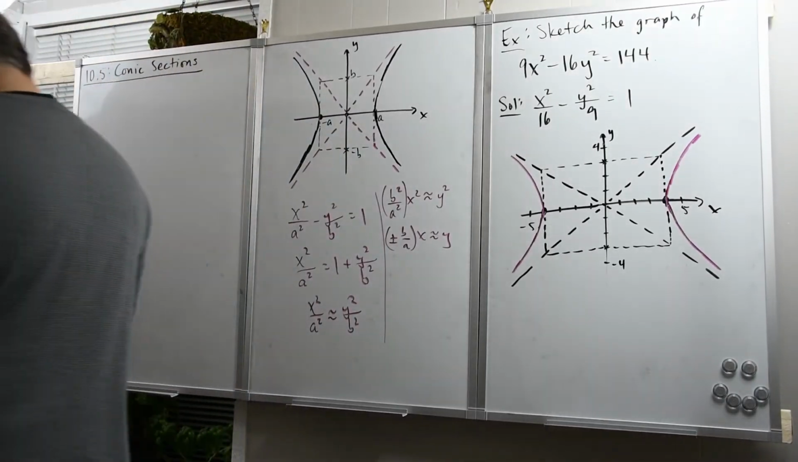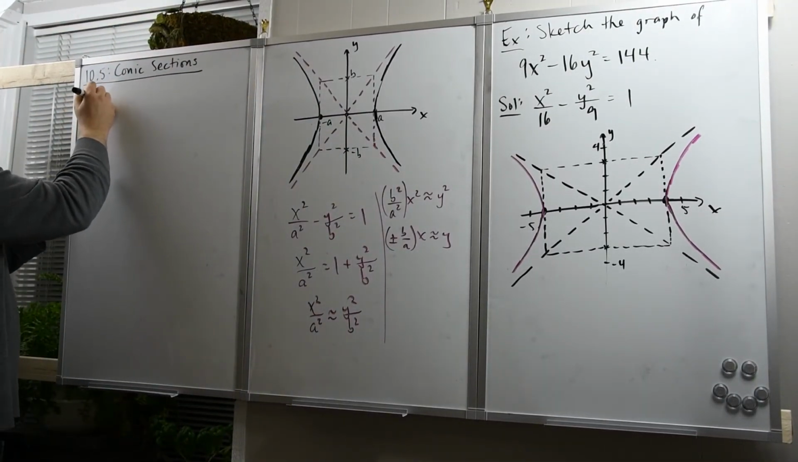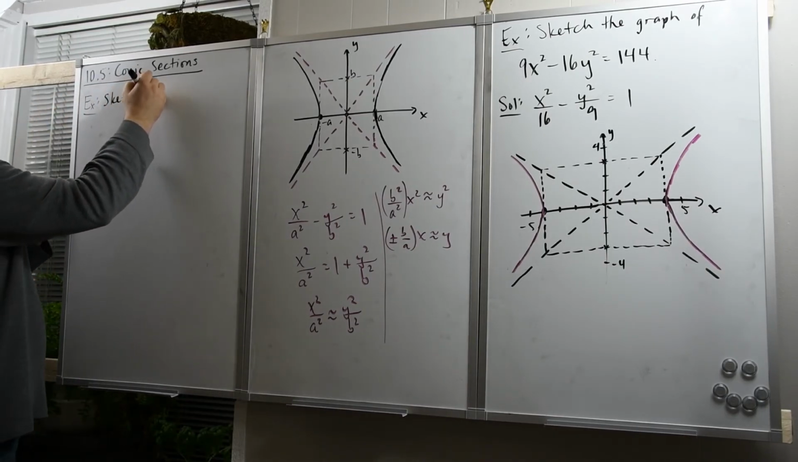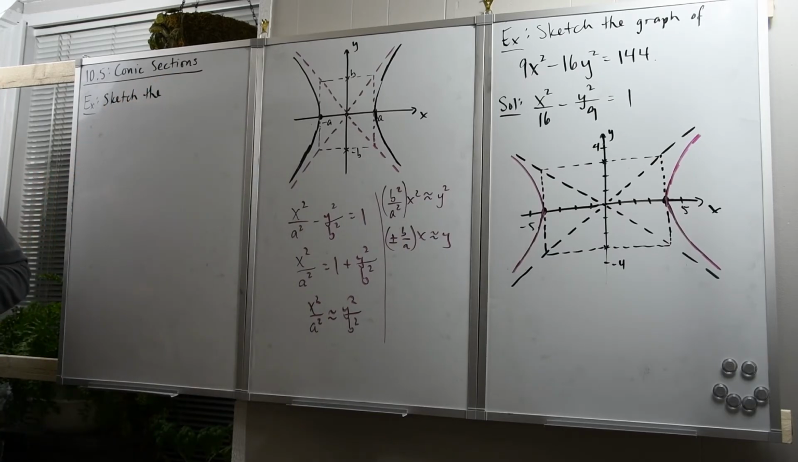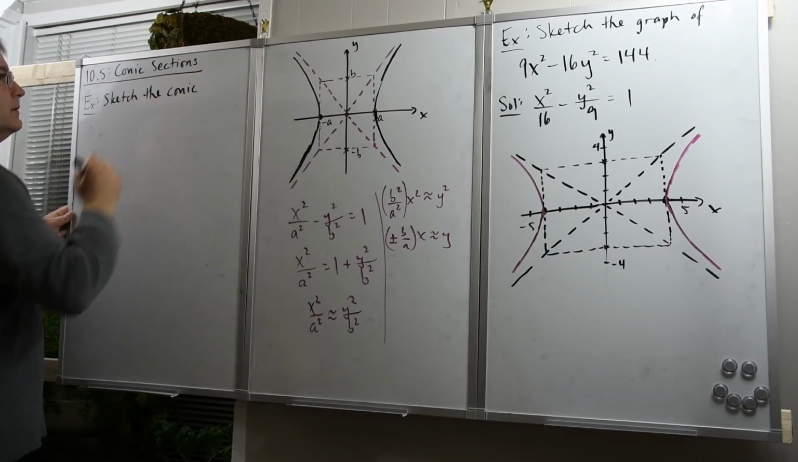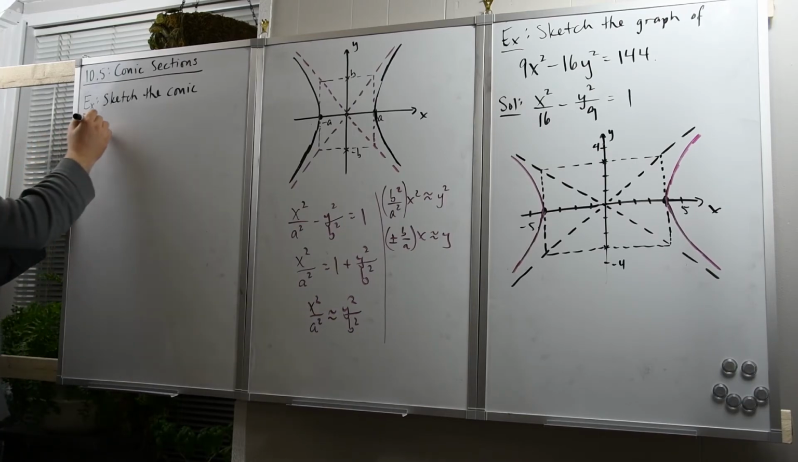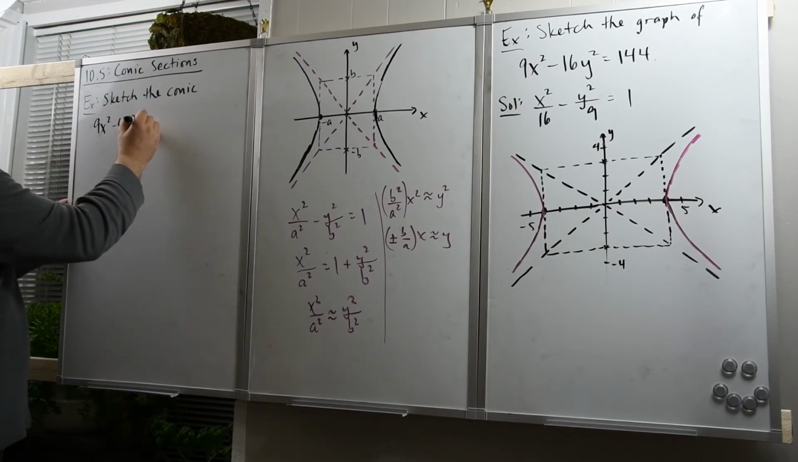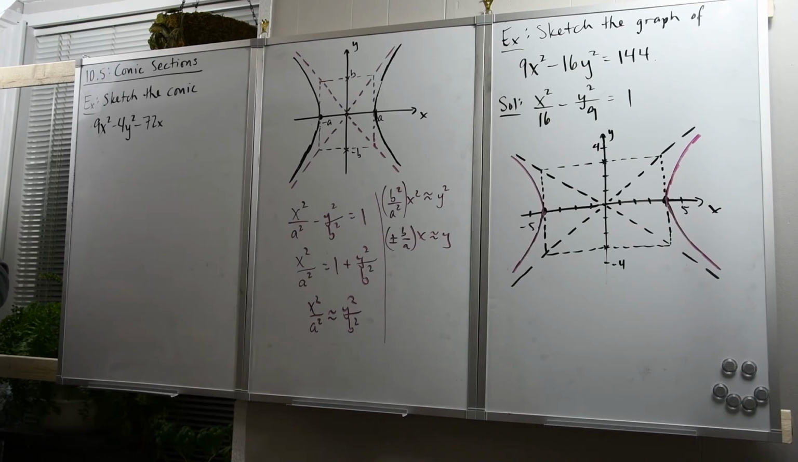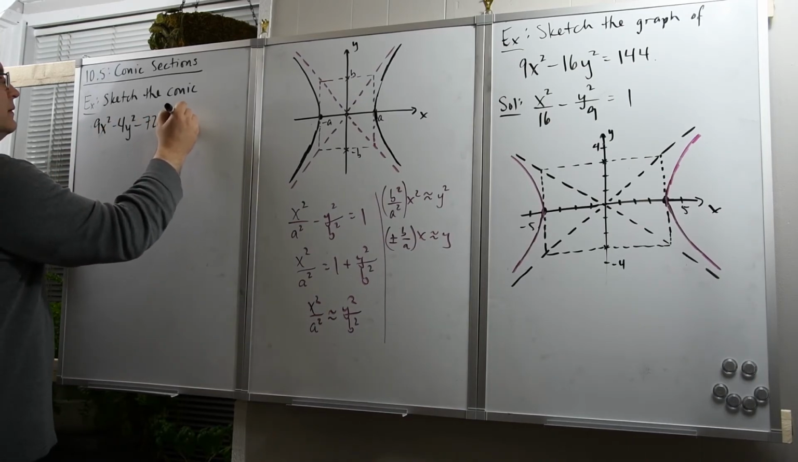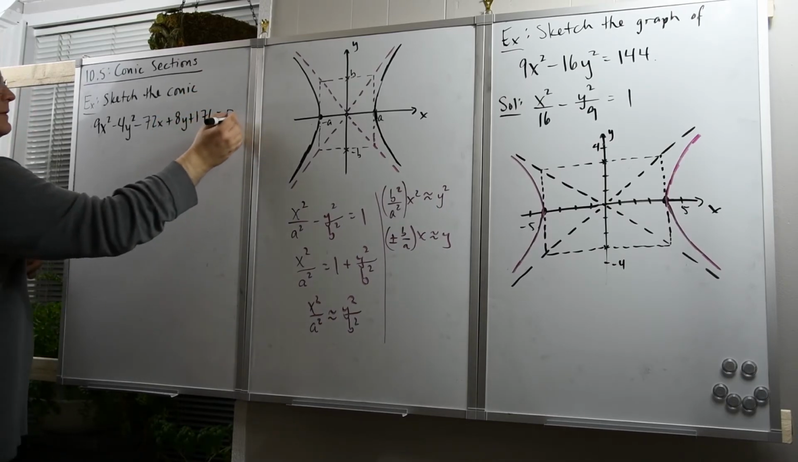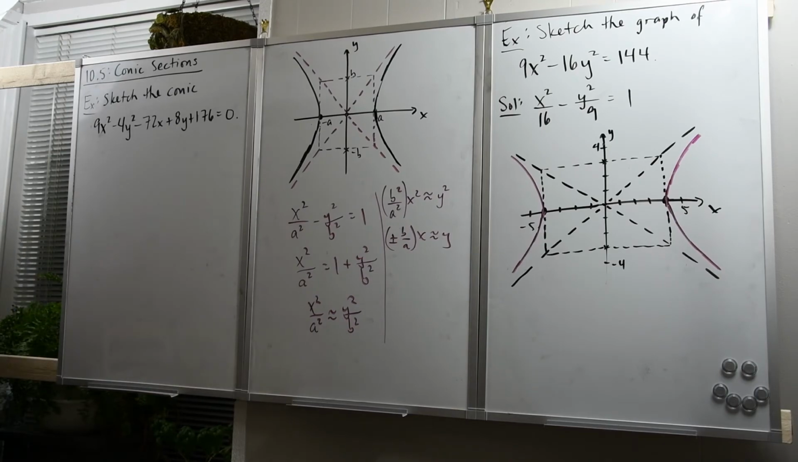Now, the equation isn't going to look very nice either. But we'll sketch the graph, sketch the conic section. We'll have 9x squared minus 4y squared minus 72x plus 8y plus 176 is equal to 0. All right, so that'll be our equation. Looks absolutely nothing like one of our standard form equations, but that's quite all right.